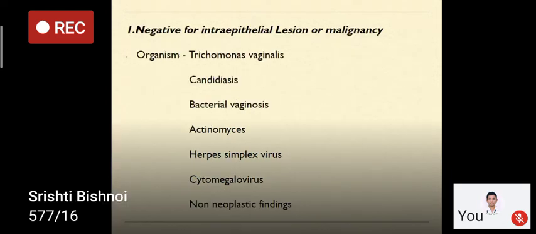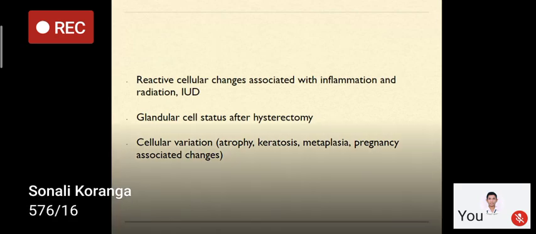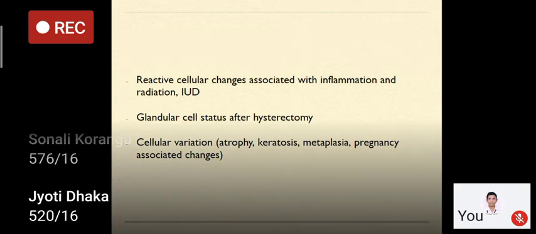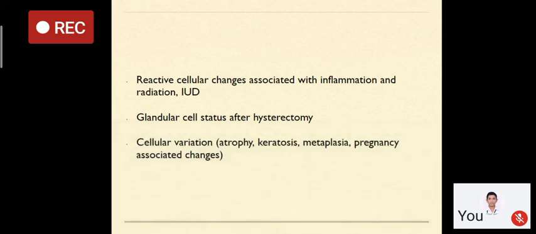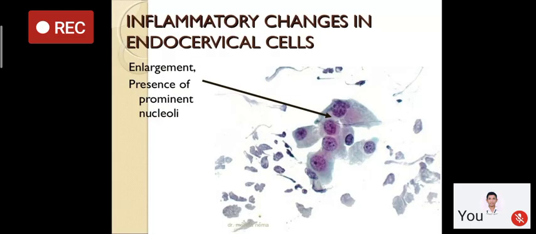If it is negative for intraepithelial lesion or malignancy, then various organisms which can be seen are Trichomonas vaginalis, Candidiasis, bacterial vaginosis, actinomyces, herpes simplex virus, cytomegalovirus. Various types of organisms can be seen on the pap smear. Then if reactive, it could be glandular cells only after hysterectomy, cellular variation because of atrophy, keratosis, metaplasia. So various result interpretations can be seen on the pap smear report.